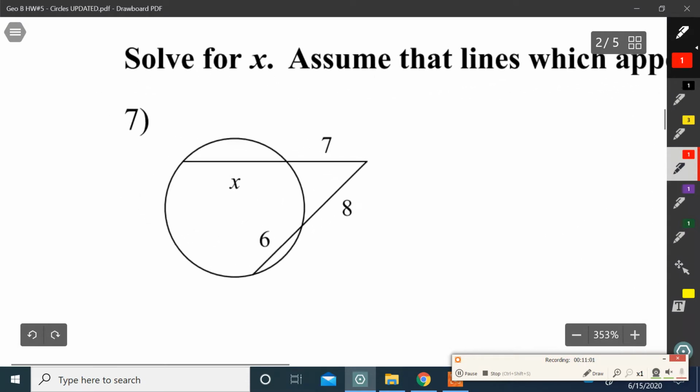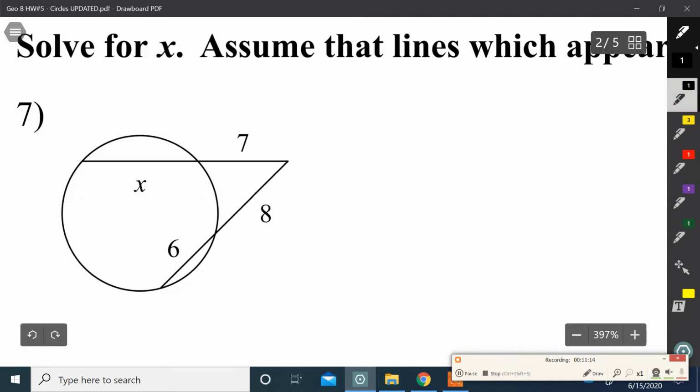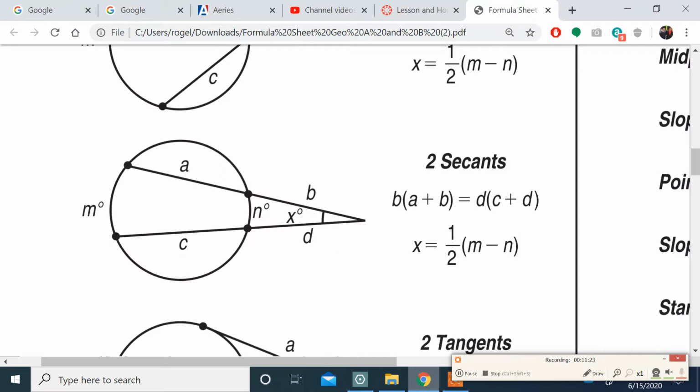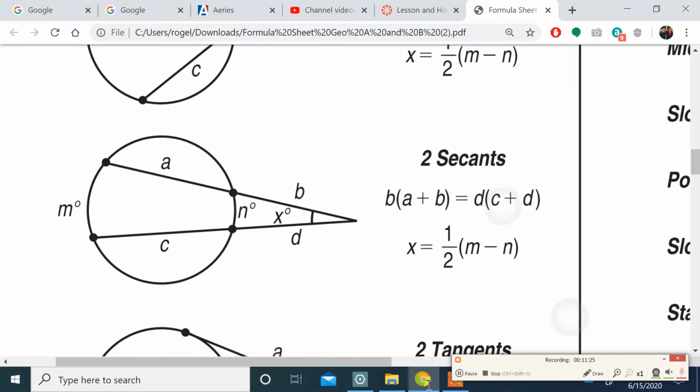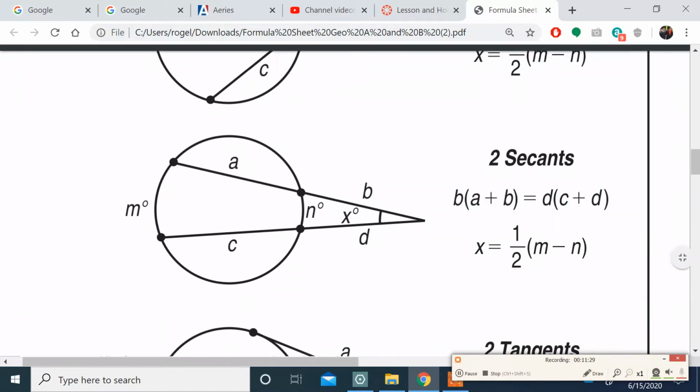Now we're going to talk about segments. This is going to change a little bit, and it's going to become a lot more difficult. So pay attention, please. Number 7. We're not using the formulas that we're used to anymore. We're going to be using a different formula because now we're dealing with segments. So we're dealing with the formulas that are on top now. Okay, this one's right here.